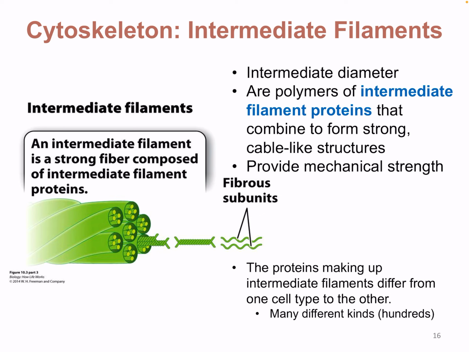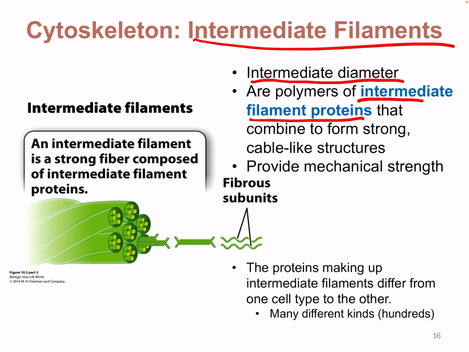So now we're looking at the intermediate filaments. They have an intermediate diameter. They are polymers of intermediate filament proteins that combine to form strong cable-like structures. And again, these are mainly for providing mechanical strength. For example, the proteins making up intermediate filaments differ from one cell type to the other. There are many different kinds, hundreds of different ones actually.